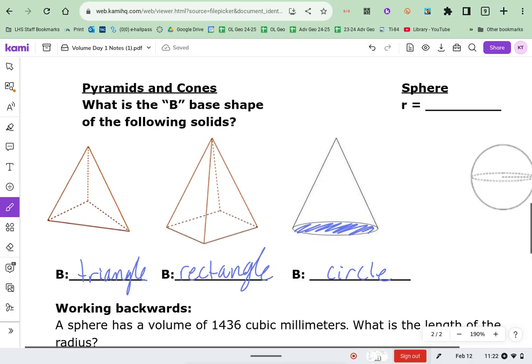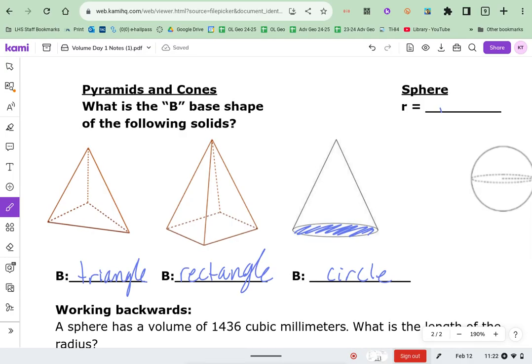And just as a reminder, for sphere, R is radius. Also, the height of pyramids and cones start at the vertex and they drop straight down to the center of your base. So when we're doing volume for pyramids and cones, we're not looking at slant height. We're looking at the height from the vertex to the base.